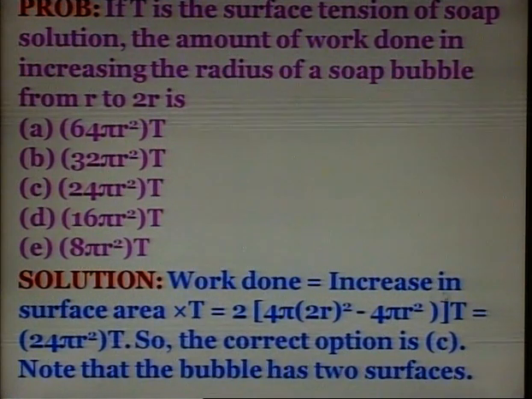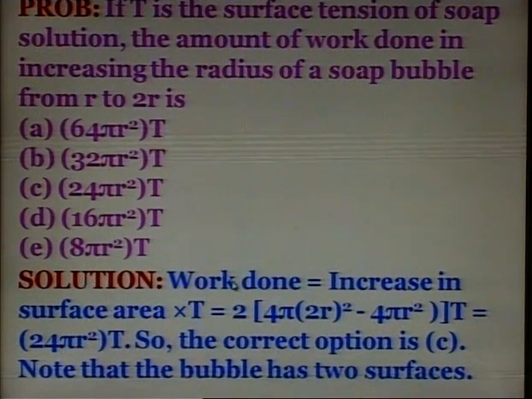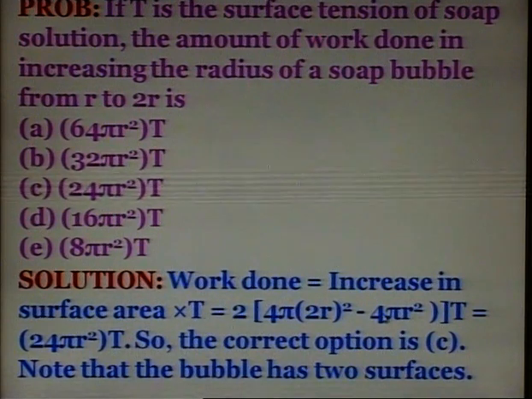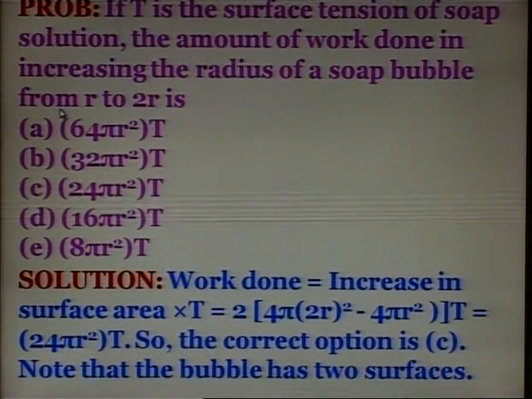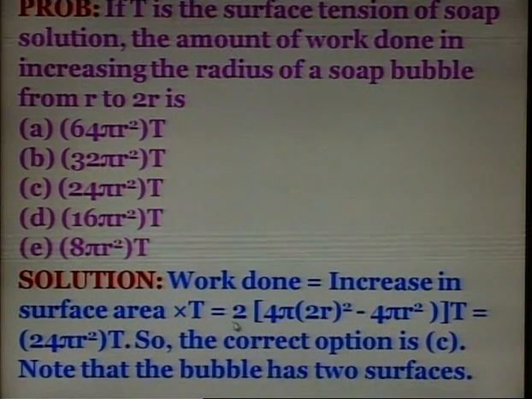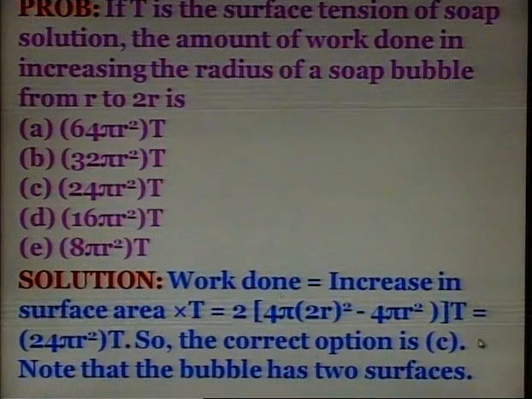Work done is the increase in surface area into T. So what will be the increase in surface area? We have to increase the radius from R to 2R. So this is 4 pi into 2R square minus 4 pi R square, multiplied by T.